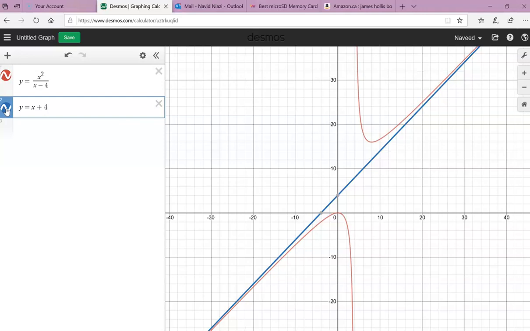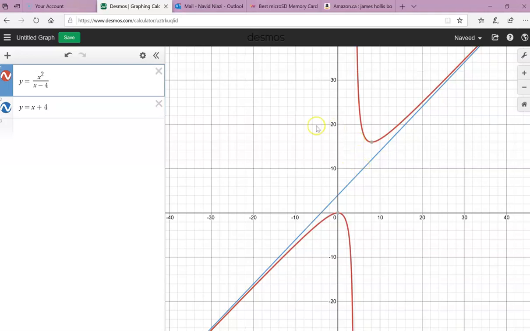And remember, the only time you're going to get an oblique asymptote is when the degree of the denominator is less than the degree of the numerator. Whenever you have a setup like that, you will end up getting your oblique asymptote. And of course, what is the vertical asymptote? The vertical asymptote is right where you can see the top, x equals 4. That would be your vertical asymptote.